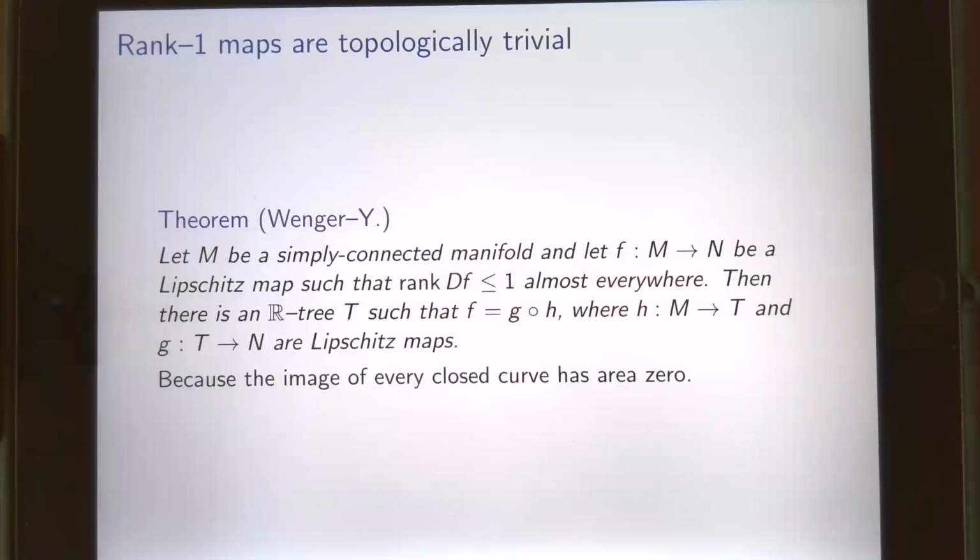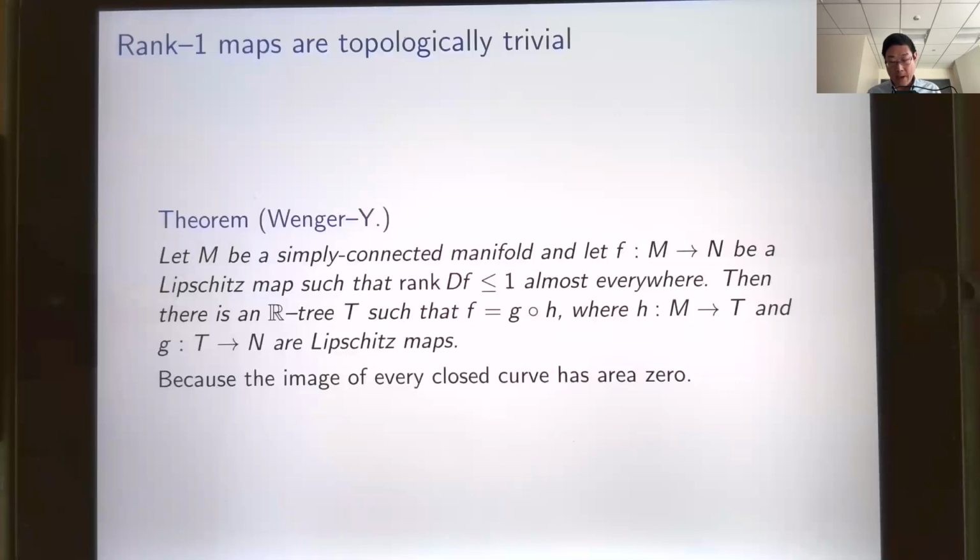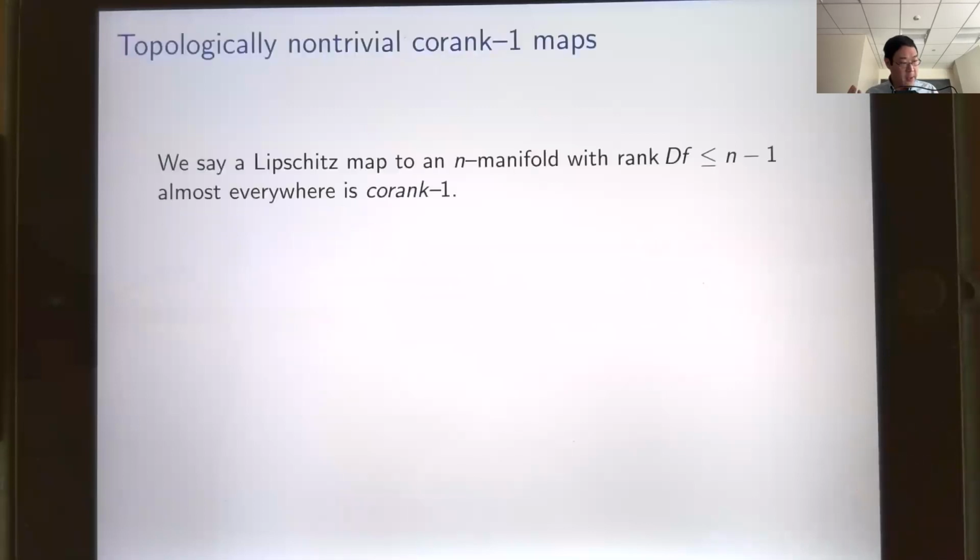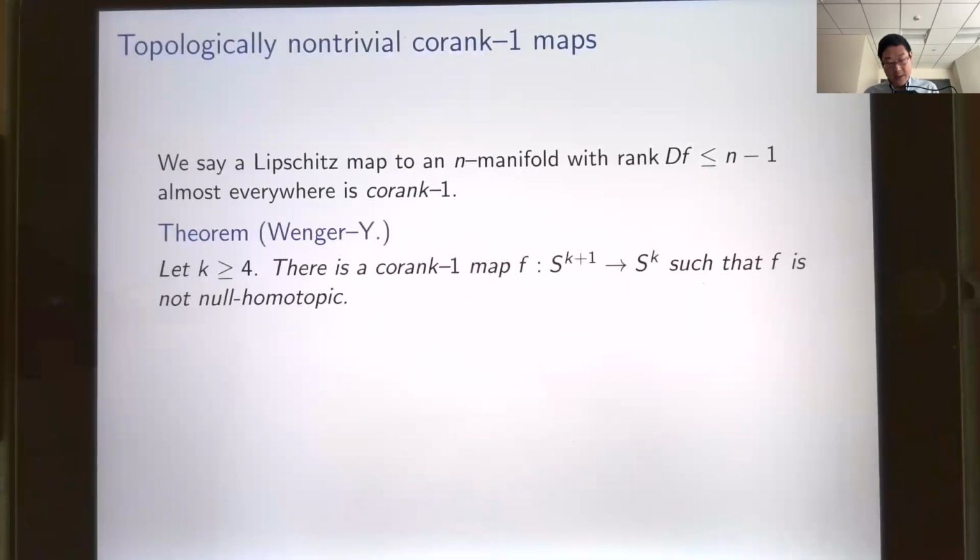Okay. So rank one maps are topologically trivial, but remarkably, the same is not true for higher rank maps. So let's define: if we have a Lipschitz map to an n manifold where the rank of the derivative is at most n minus one almost everywhere, let's call that co-rank one. The rank is at least one less than the dimension of the target. Then Stefan Wenger and I constructed co-rank one maps that are not null homotopic.